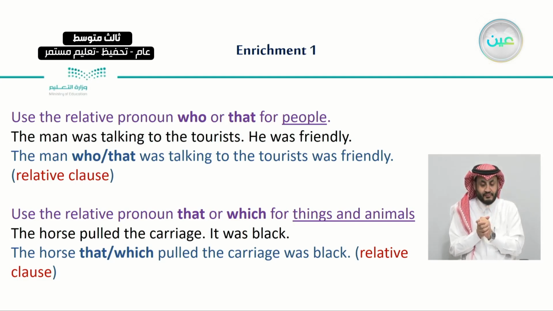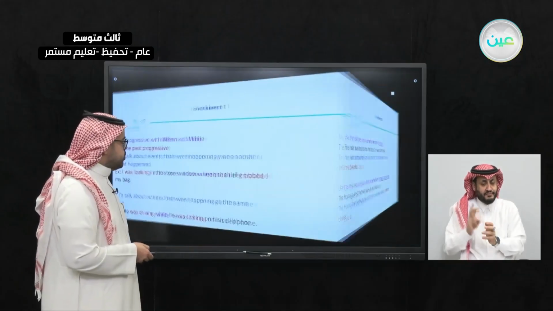So this is the relative pronoun we have learned that we use only for people. The other relative pronoun we use, which is that or which, we use for things and animals only. For example, if we have two sentences like this, the horse pulled the carriage and it was black, then we will combine it. We would say, the horse that or which pulled the carriage was black. So this is a relative pronoun that gathers two things, which is the noun and the extra information.